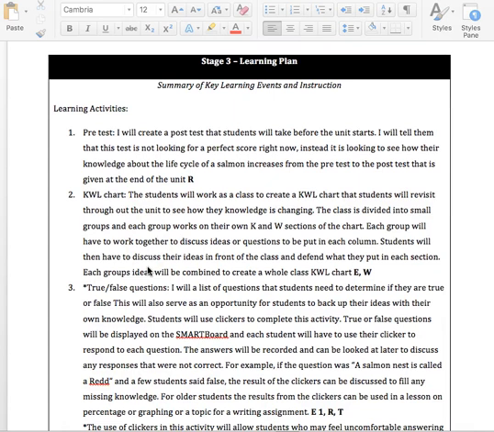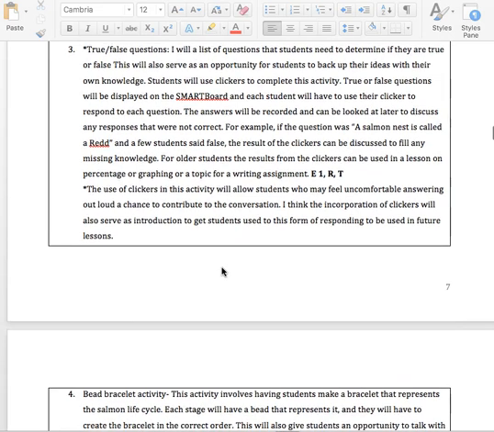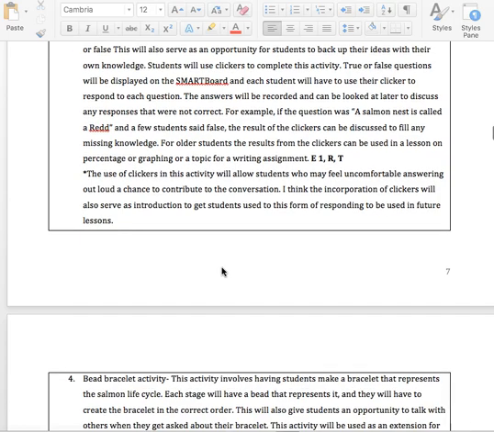Then we move on to stage 3. This is the learning plan, these are the learning activities. If I've already discussed a learning activity, I will skip it, but I will mention which ones I am skipping. Previously, we talked about the pre-test, the KWL chart, and the true and false questions. Again, they will be used with the clicker and the smartboard.